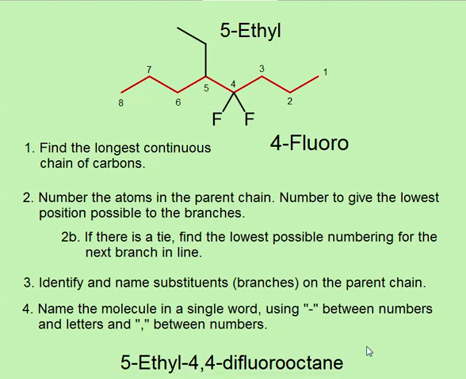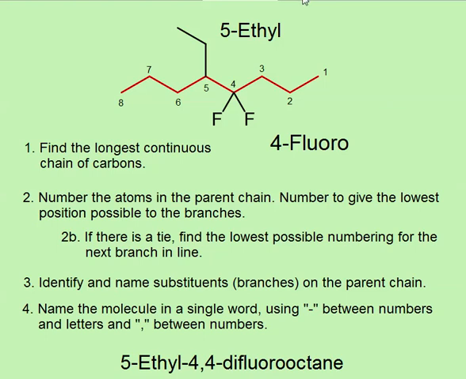Also notice, as we mentioned before, the prefixes, the branches, are listed in alphabetical order, so E for ethyl before F for fluoro, rather than numerical order. But that doesn't change their numerical position on the parent chain.